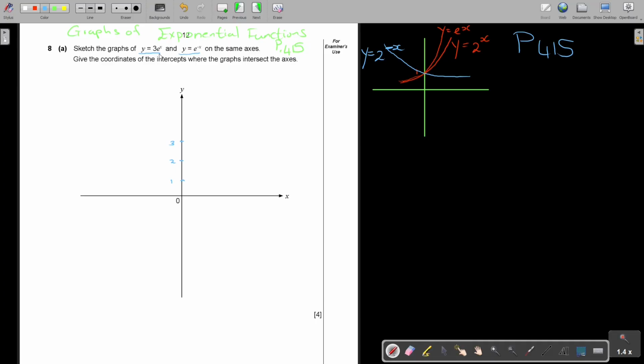Just before I start with my drawing: y equals 3e to the power x. If you want to see where it cuts the y-axis, make x 0. So you're going to say 3e to the power 0. Remember, anything to the power of 0 is 1. So it's just going to cut at 3, but the shape will be the same.